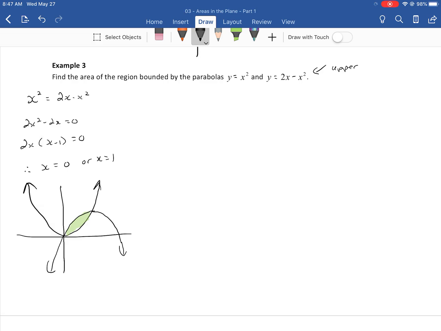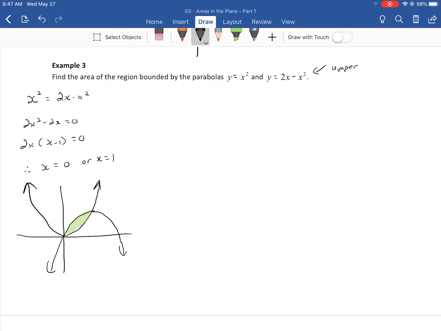Some textbooks make a big deal about which one's the upper and which one's the lower, and you got to go upper minus lower. The facts are, if you do it the wrong way around, you'll just get a negative answer, and you know that the area is not negative in this particular case. We want a positive area between these two. So if you do it the wrong way around, it's not a really big deal. You just take the absolute value of your answer.